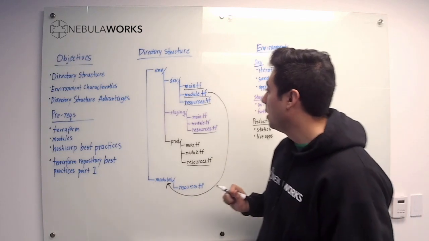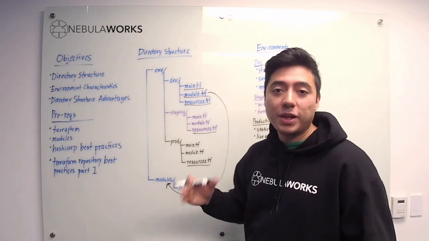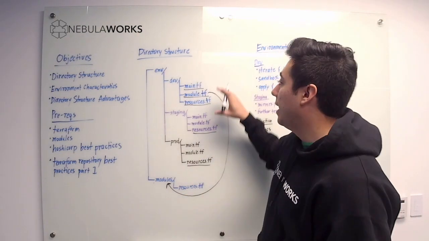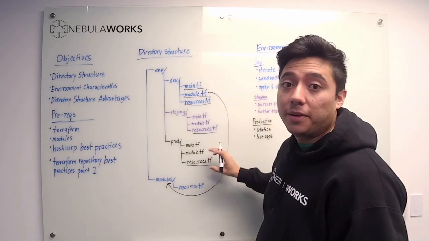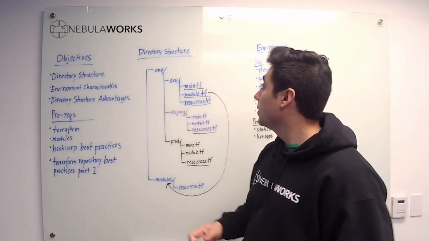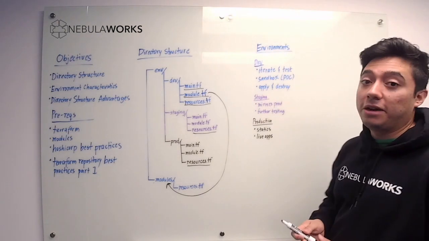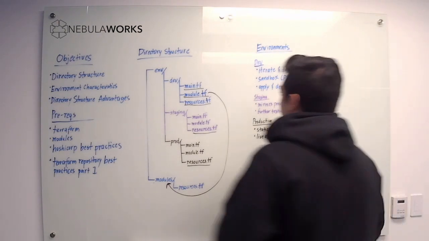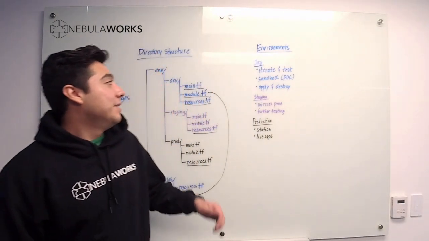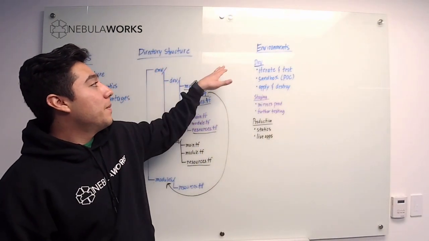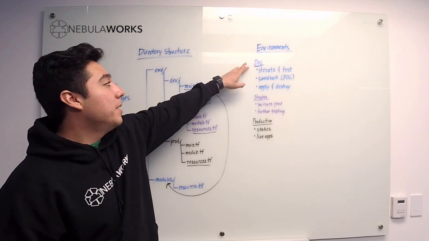Cool. So yeah, this is our directory structure. It's pretty straightforward, and all these environments are managed discretely in separate folders. So now let's move on to the environments and their characteristics. I'm actually going to go here. All right. So the first of the environments that we're going to be discussing is the dev environment.